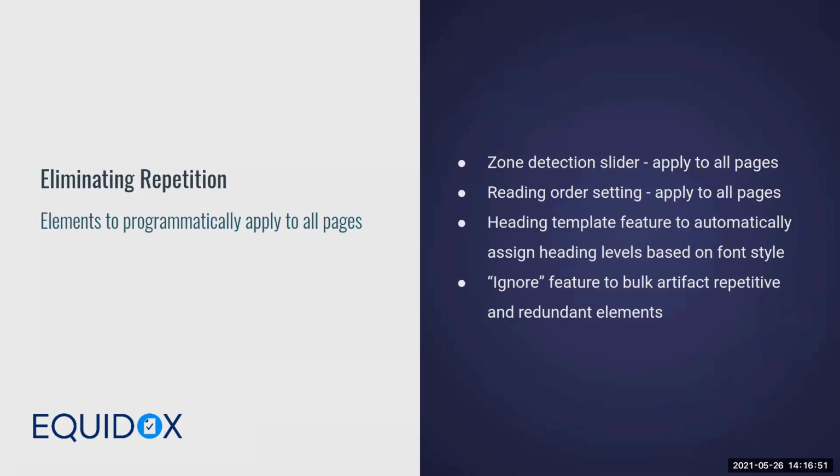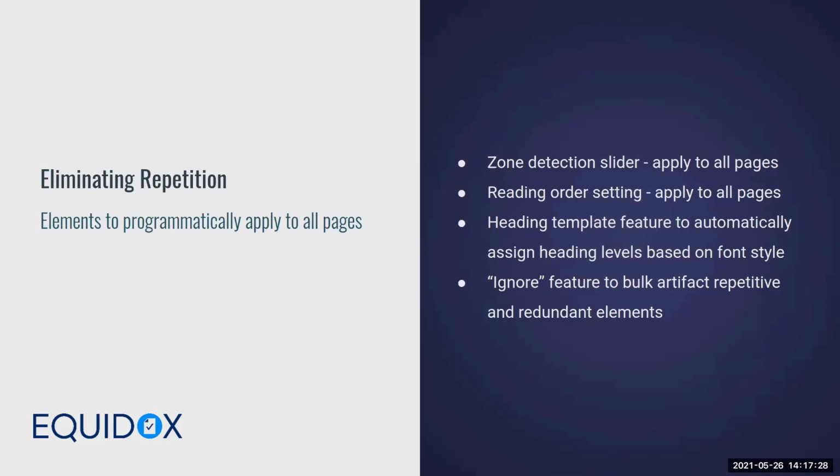We also have the ability to set up a heading template. So again, assuming that the document is consistently formatted and designed throughout, you can actually identify your heading hierarchy. For example, if you find that your heading level 2s are all in the same font style, the same font characteristics, you can hit a simple checkbox and Equidox will programmatically look forward in the document and identify all of the different areas where you have that same font style and will automatically apply that heading level 2 for you. And that can be done for all of your various heading levels.